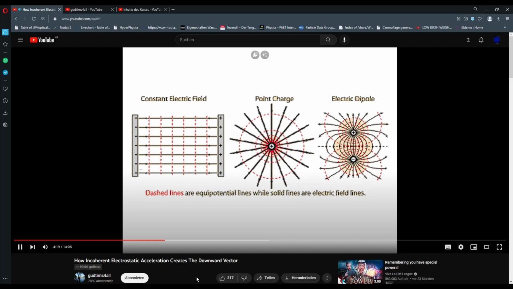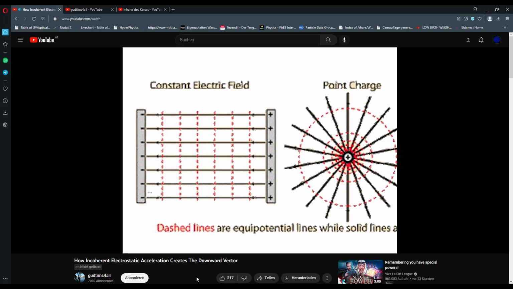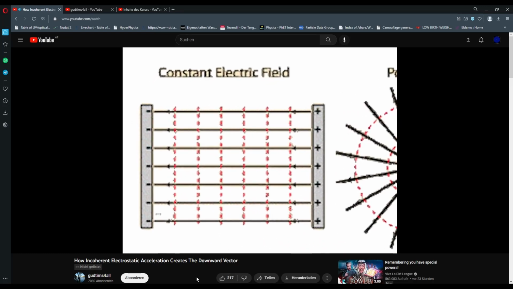Gradual rise in potential, which tells us, according to the laws of electricity, that we are between two Gaussian surfaces.